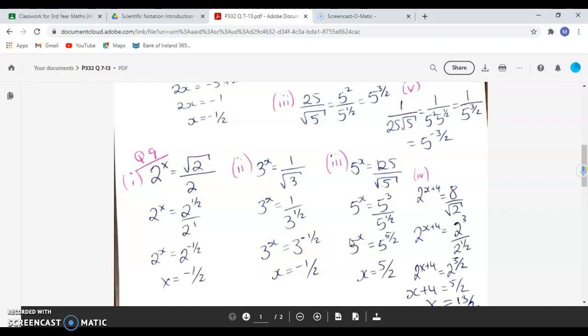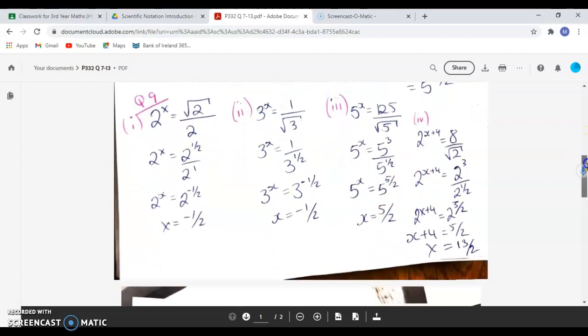On to part 3, question number 9. 5 to the x is equal to 125 over root 5. Rewrite everything with 5 as a base. So left-hand side is fine, leave that alone. Let's work with the right-hand side. 125 can be rewritten as 5 to the 3, root 5 can be rewritten as 5 to the half. What is my rule when I am dividing? Subtract the powers. So 3 take a half is 2.5 or 5 over 2. I have it right this time. And circle, circle, x is equal to 5 over 2. So when I have the same base, then I can do my circling.